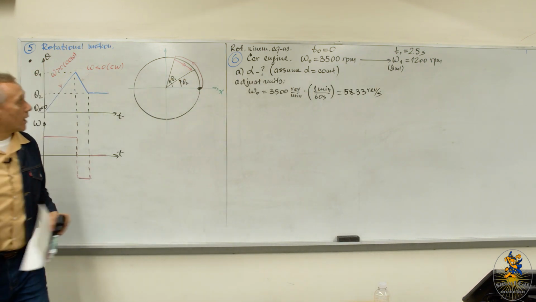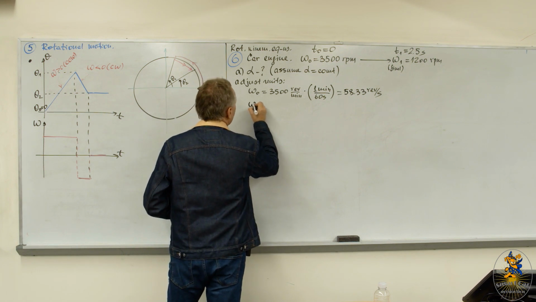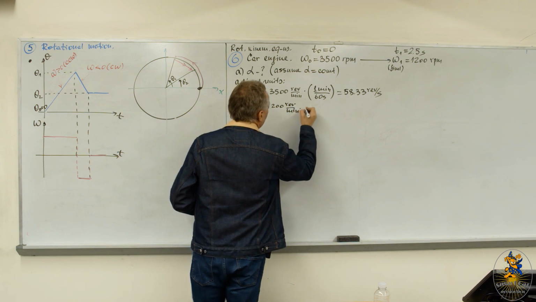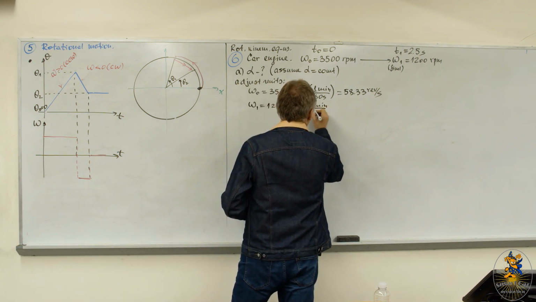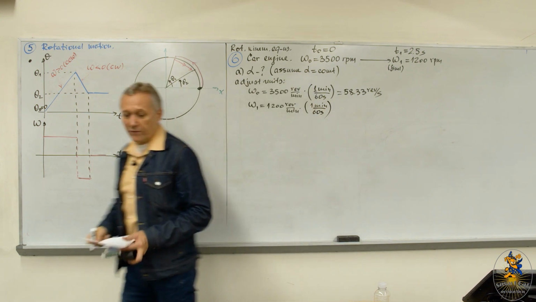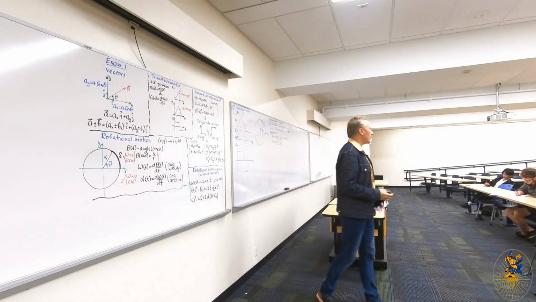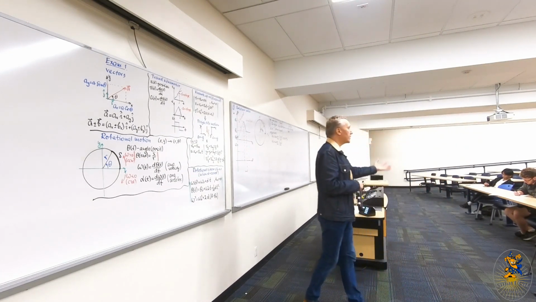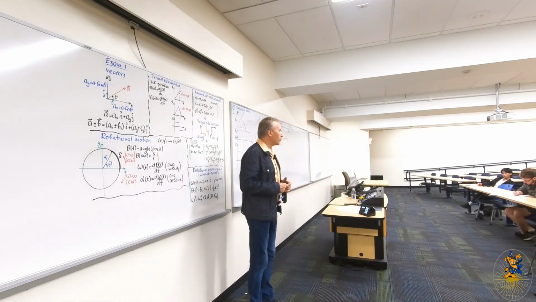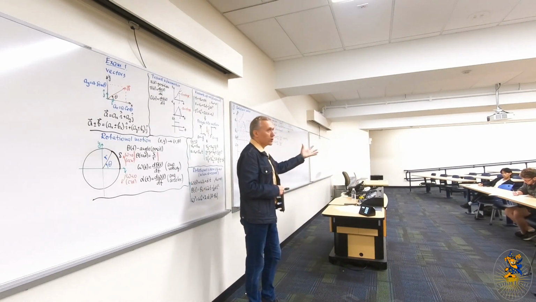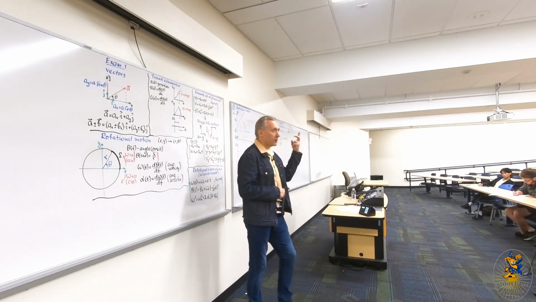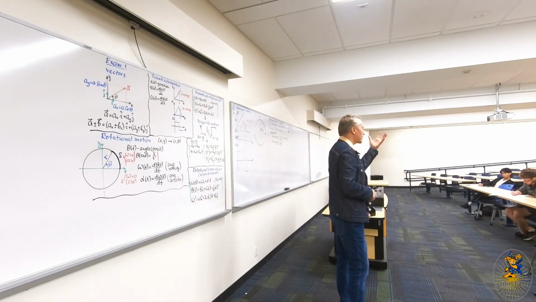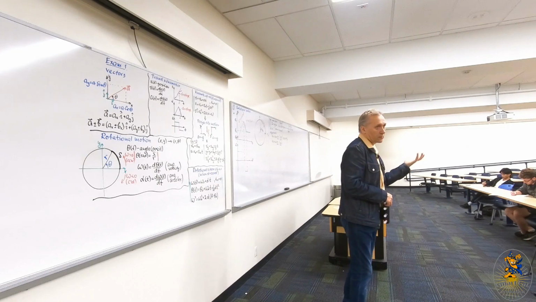And the same we can do with omega 1. Omega 1 is 1,200 revs per minute, and the same 1 minute over 60 seconds. Guys, you should be very comfortable converting, for example, revolutions to radians, or degrees into radians, or degrees into revolutions. In order to convert revolutions to radians, remember that in one revolution there are 2 pi radians, a complete circle, or 360 degrees in one revolution.